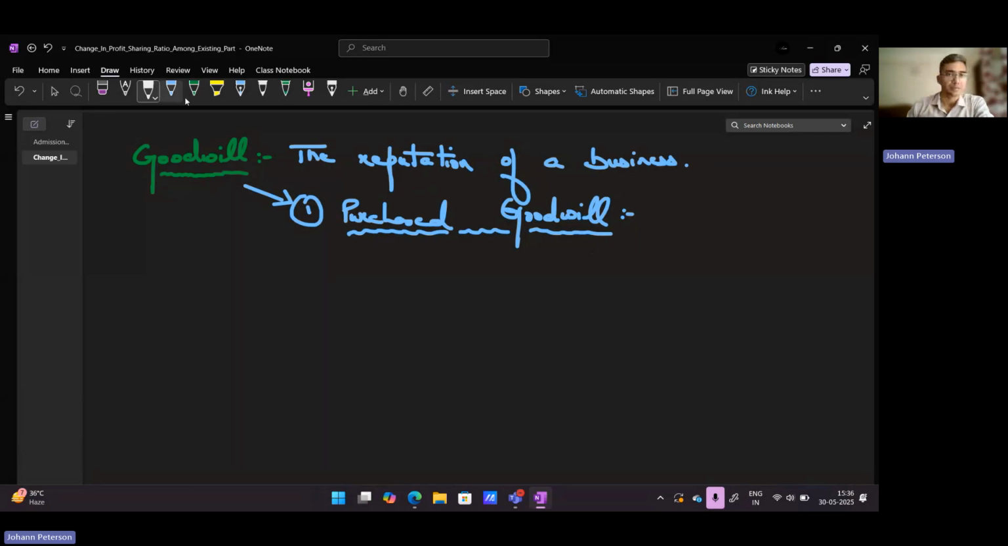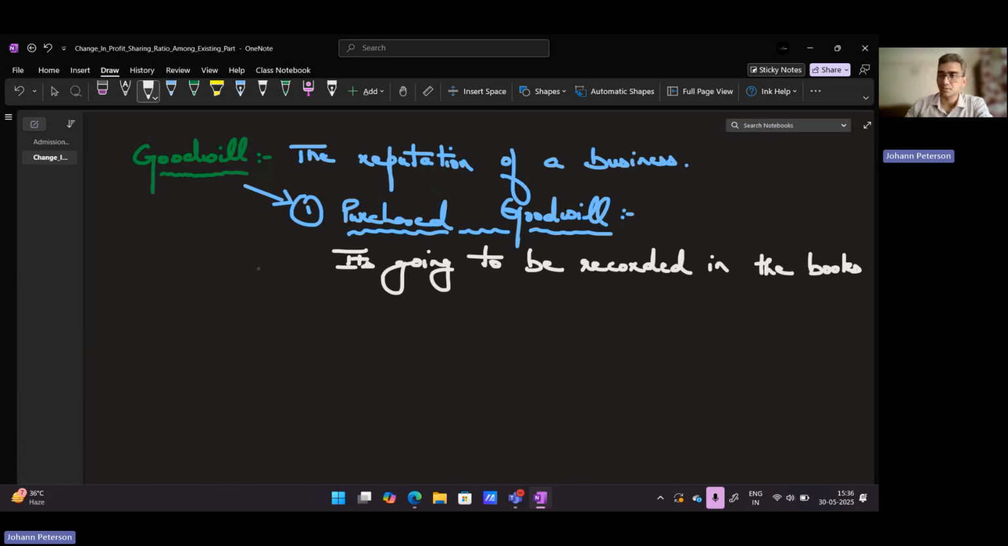The first point which we can write about this is it's going to be recorded in the books. So the value of purchase goodwill is going to be recorded in the books of accounts. Now, when I say it is going to be recorded in the books, it is going to be recorded in the books as an asset.